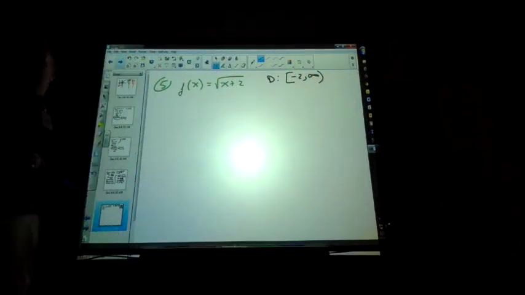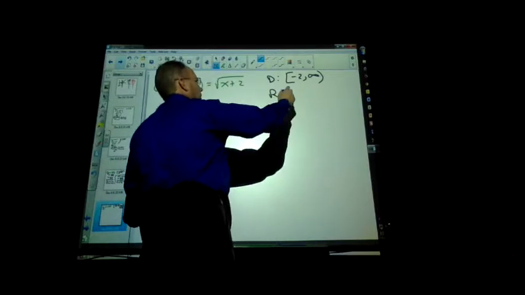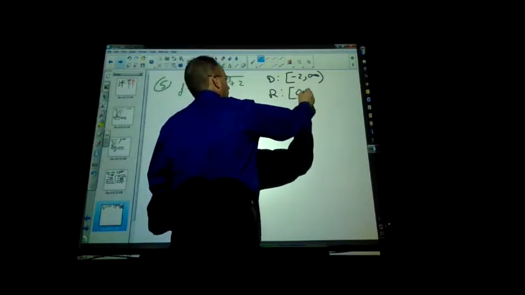The range, let's think about this. If I take the square root of any numbers, will it ever be negative? No. So I'd say the range can go probably from 0 to infinity.